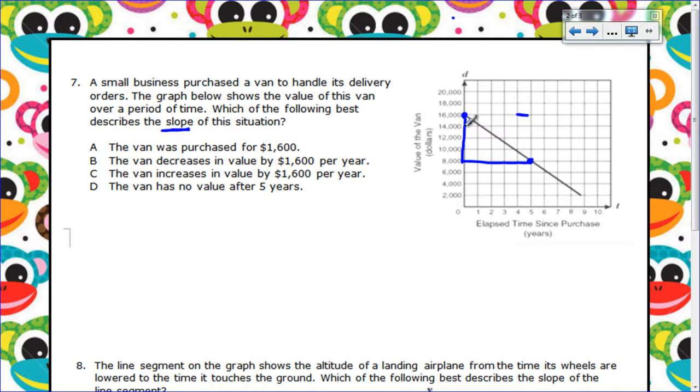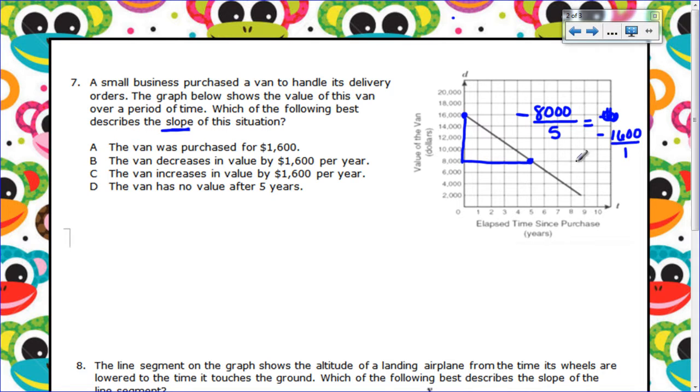So we got to count. This goes down 1, 2, 3, 4 blocks, but remember that's really 2,000, 4,000, 6,000, 8,000. So it is going down by $8,000 for 1, 2, 3, 4, 5 years. Well, let's simplify that so that it's an easier number to deal with. So if I take my calculator and I actually do negative 8,000 divided by 5, I get negative 1,600. Negative 1,600 over 1, or just negative 1,600.